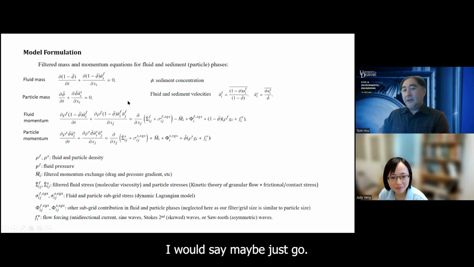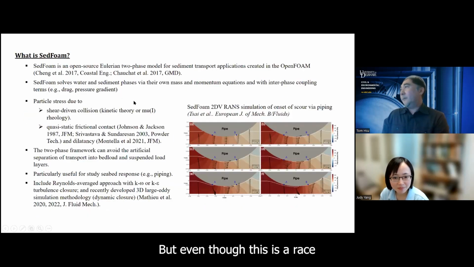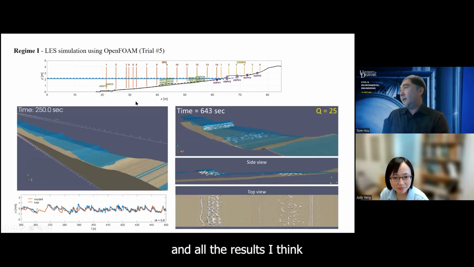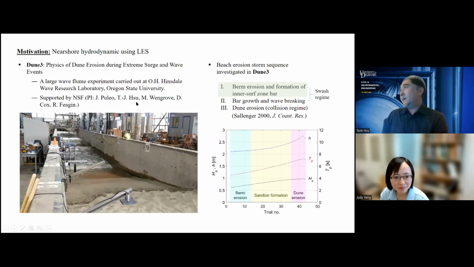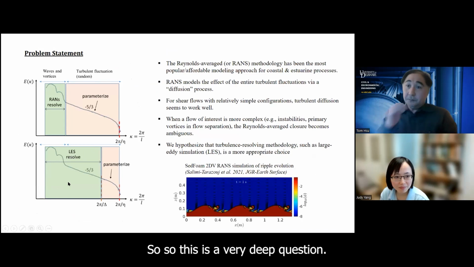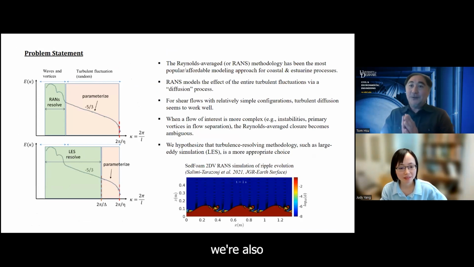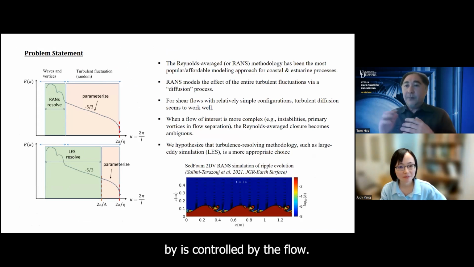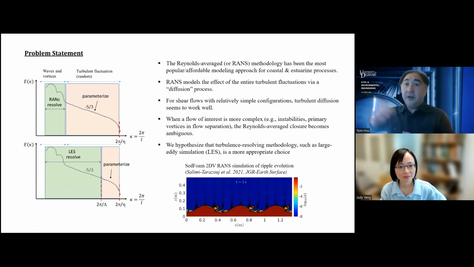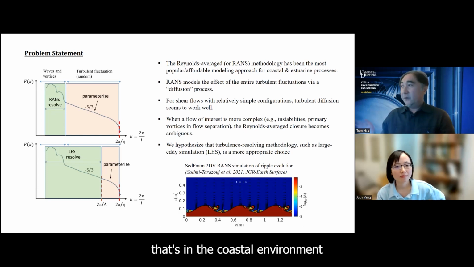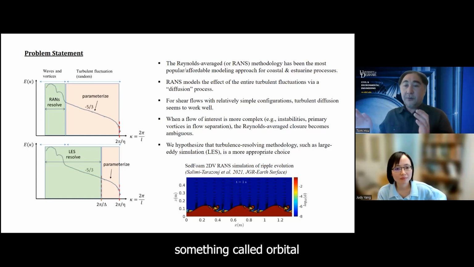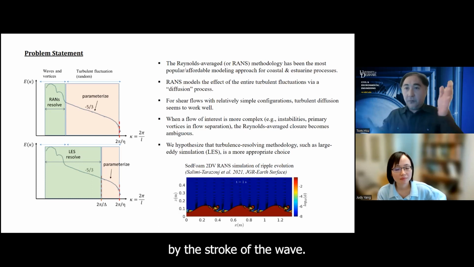I would say maybe just go back, even though this is a Reynolds model result, but I think it's okay. So this is a very deep question, right? And the reason I mentioned that is because we're also studying this right now. There's two types of ripple. One type of ripple is controlled by the flow, right? So in the river, that will be the depth. It's controlled by the water depths. In the coastal environment, that will be something called orbital ripple. It's controlled by the stroke of the wave.